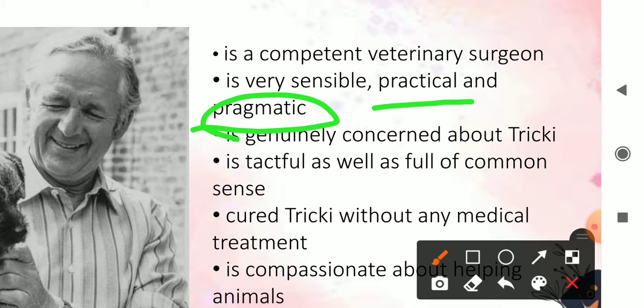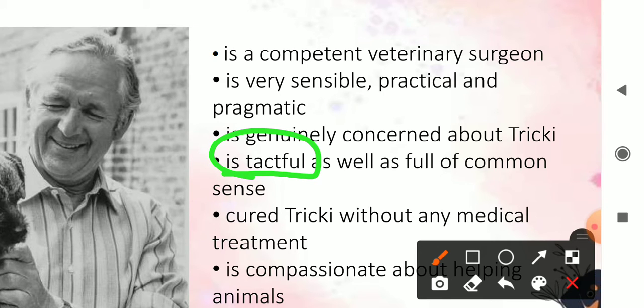He is a very practical man, and with his own idea, being genuinely concerned about Tricky, he made the dog very fit. He is very tactful as well as full of common sense. Remember, when you go through the lines, you will find that he is so careful and concerned with his common sense that he didn't provide any food to the dog. For 2 days, he didn't provide anything to the dog and only provided the plenty of water that he required, which made him cured. And now he was feeling hungry and started moving towards the bowl of food.